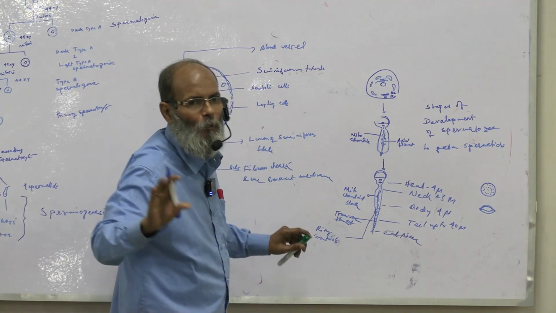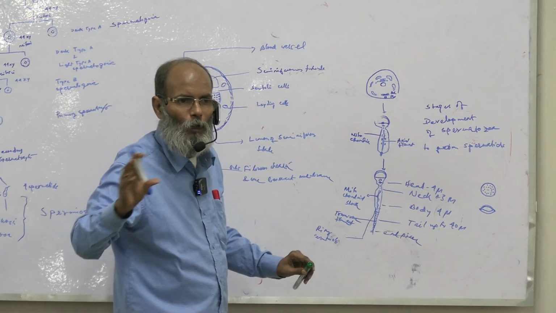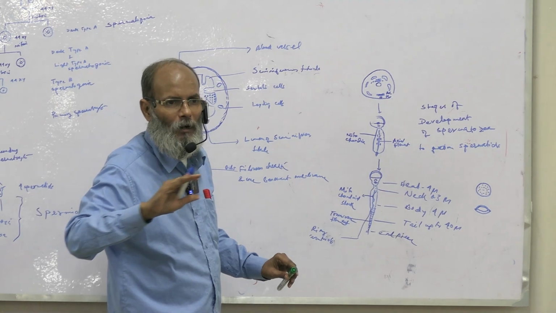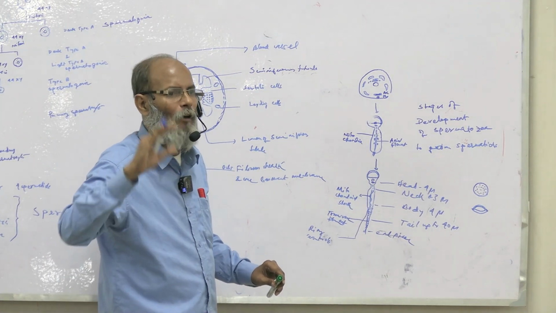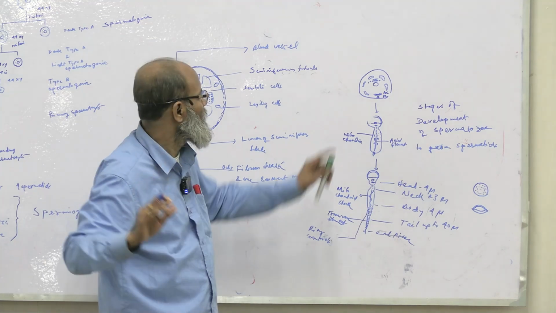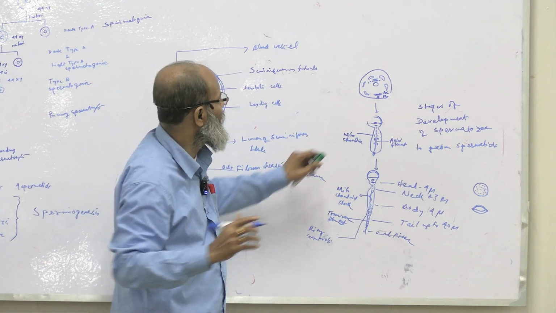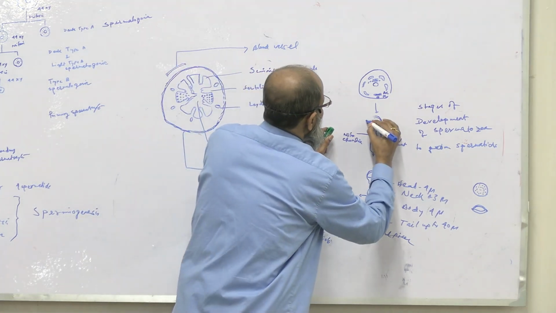The acrosomal granules from the Golgi apparatus will coalesce to form a covering, that is a head cap, over the outer two-thirds of the nucleus. The head cap covers the outer two-thirds of the nucleus.